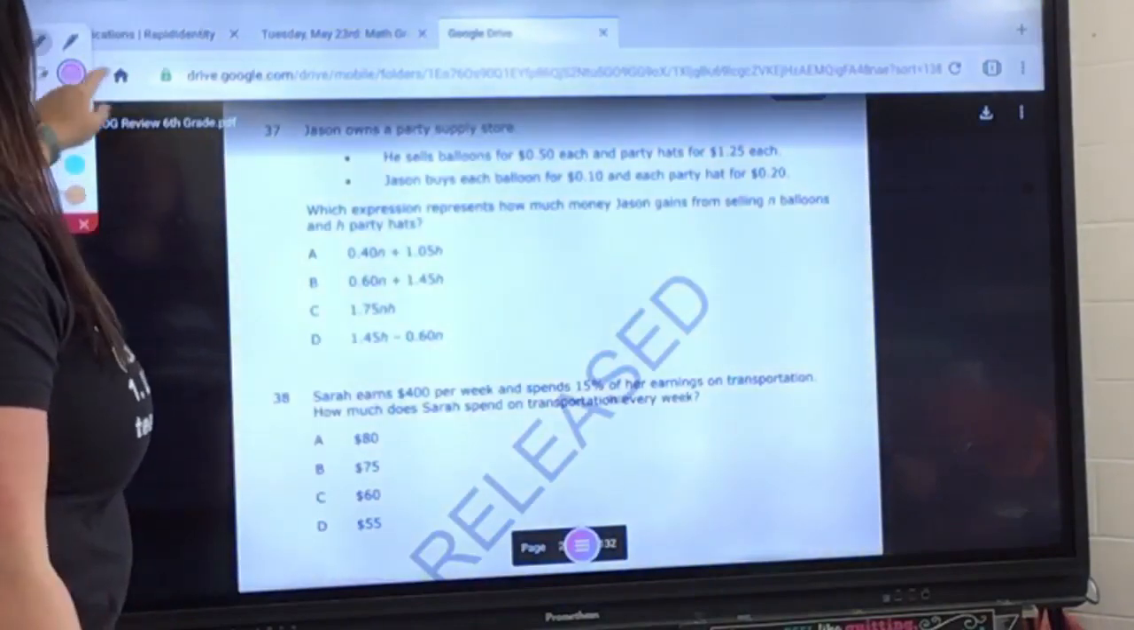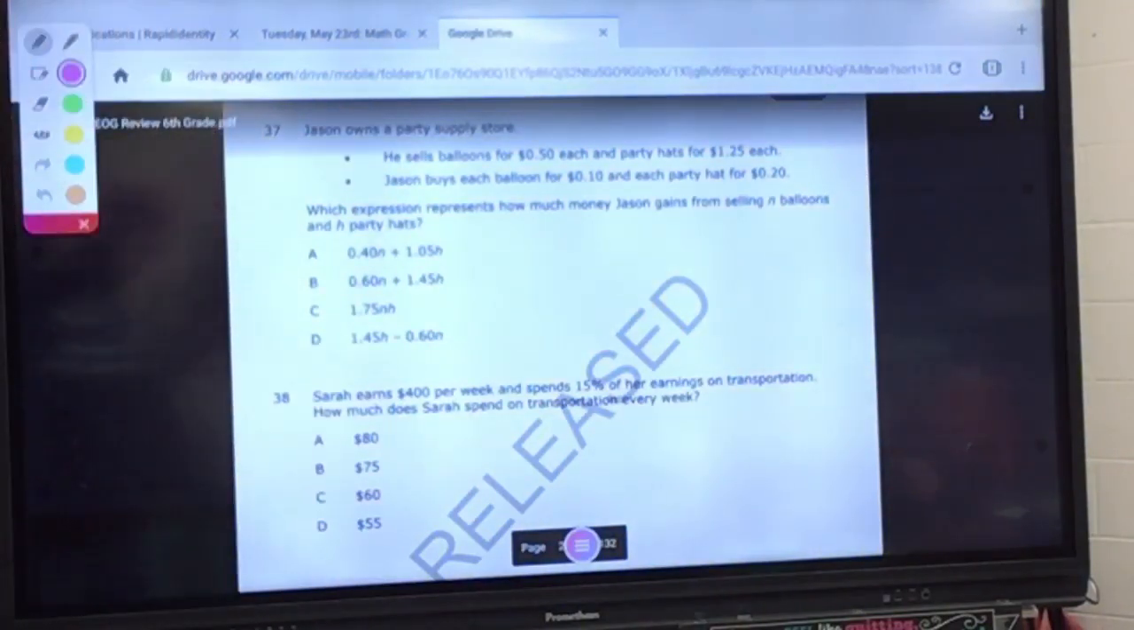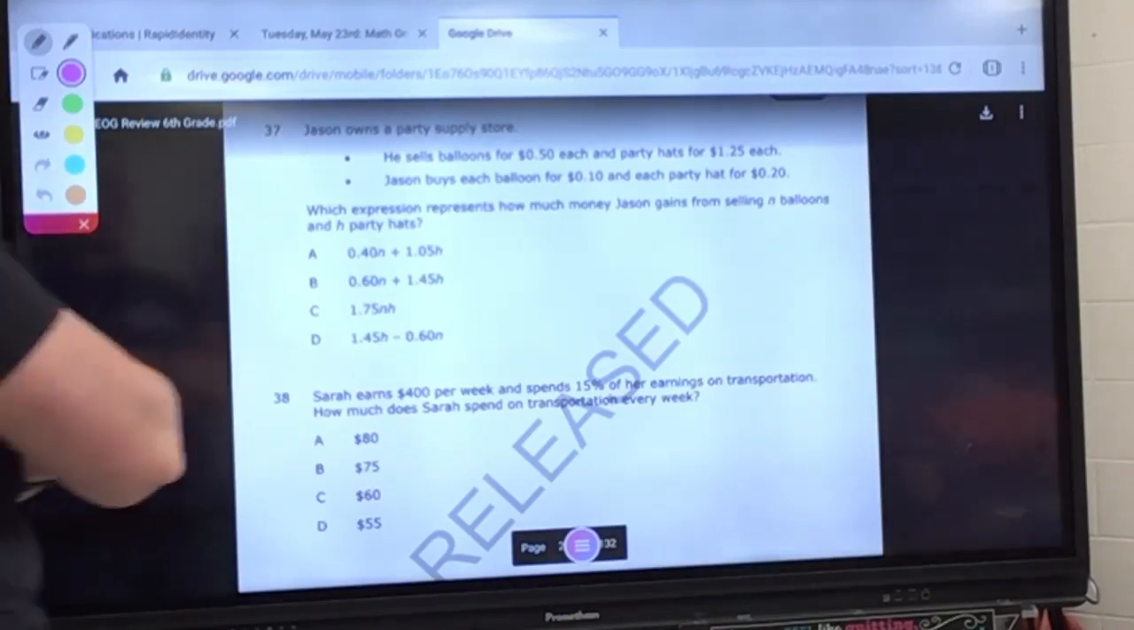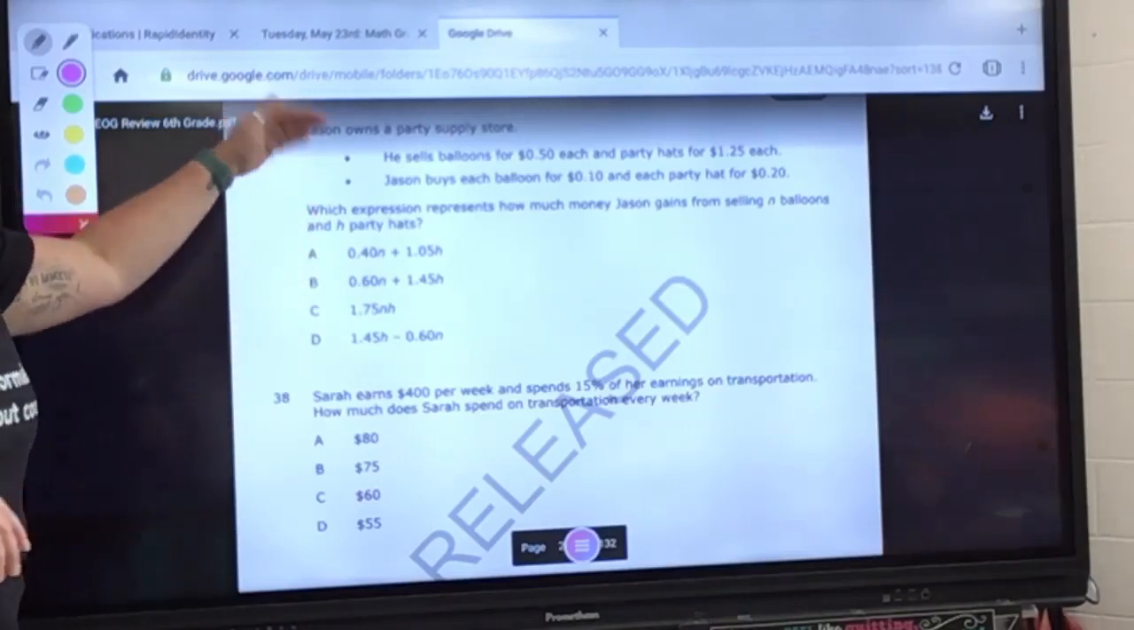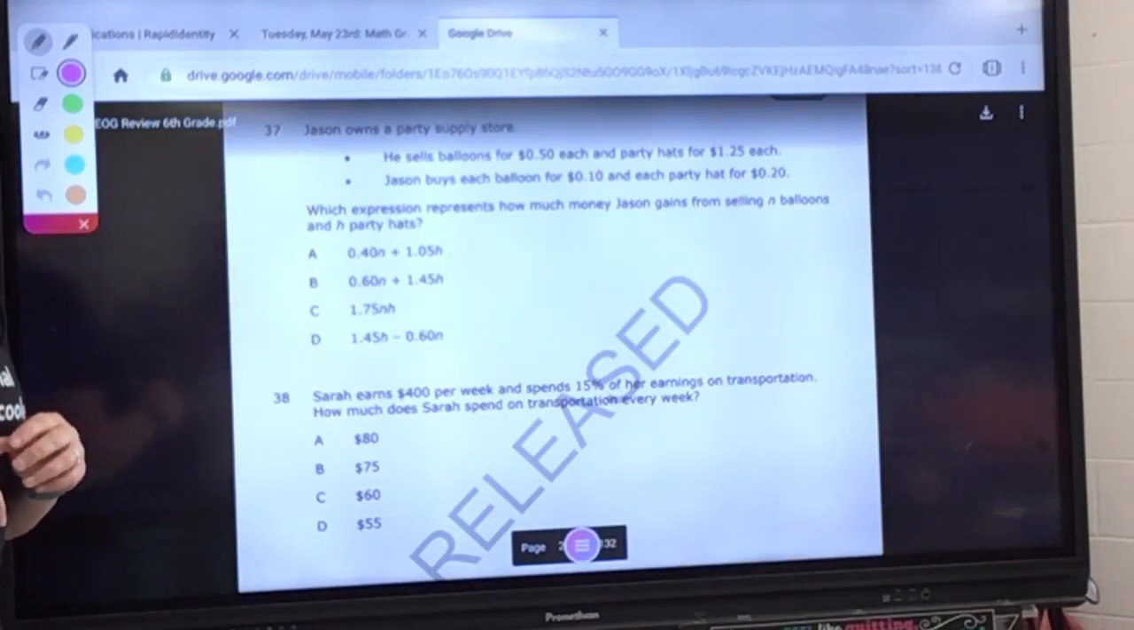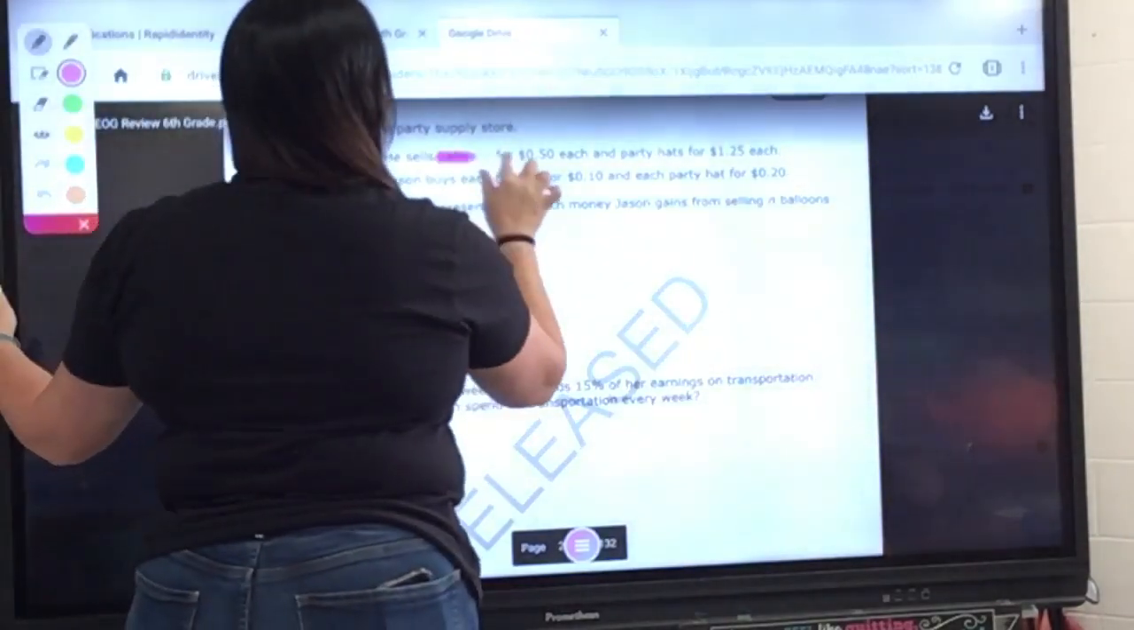All right, so let's talk about what's important in the question. It says Jason owns a party supply store. He sells balloons for 50 cents each and party hats for $1.25. Jason buys each balloon for 10 cents and each party hat for 20 cents. Which expression represents how much money Jason gains from selling N balloons and H party hats? All right, so what's important in the first bullet? Christiana?